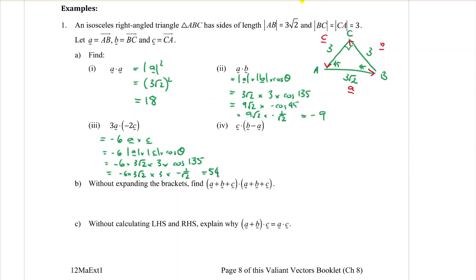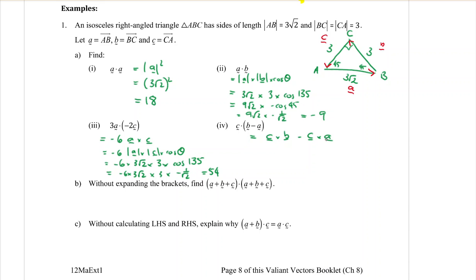Part 4. Okay, using our distributive law, I could expand out those brackets. So that would be vector C times vector B minus vector C times vector A.